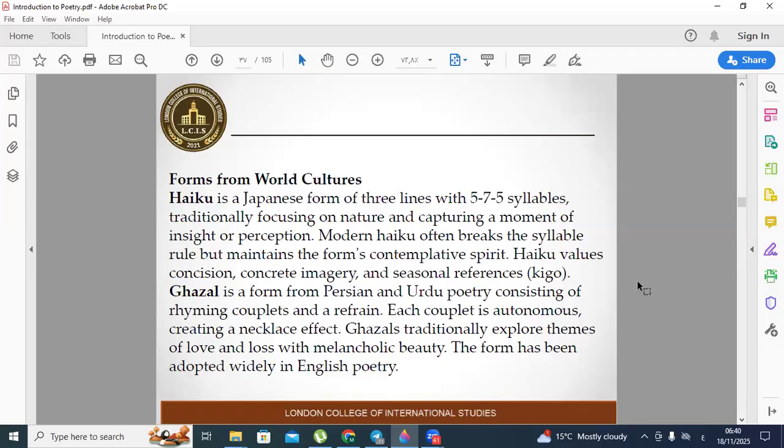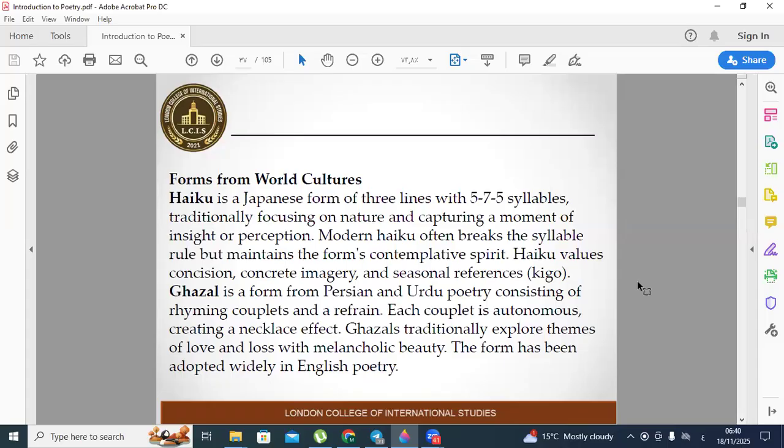of insight or perception. A classic haiku might be: an old silent pond, a frog jumping into the pond, splash, silence again. Modern haiku in English often breaks the syllable rule but maintains the form's contemplative spirit. Haiku values concision, creates imagery, and uses seasonal references called kigo.